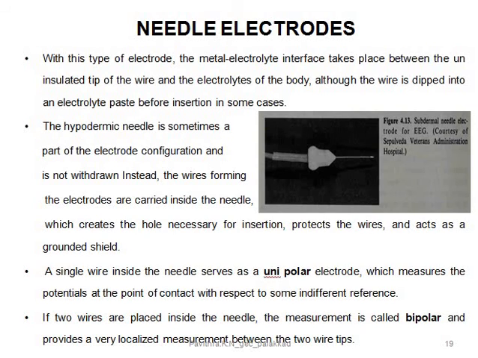So in this session we are going to discuss needle electrodes, which are the second type of biopotential electrode. A needle electrode consists of a needle-type portion on one end, and this end is inserted inside the human body depending upon the type of measurement we need to make.